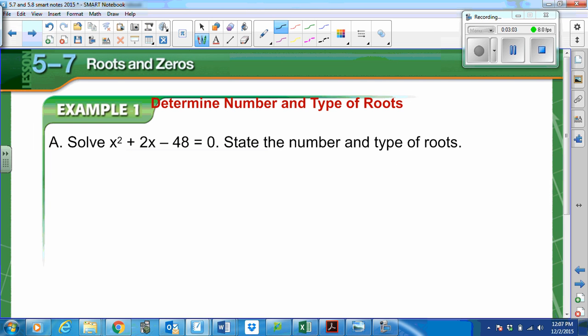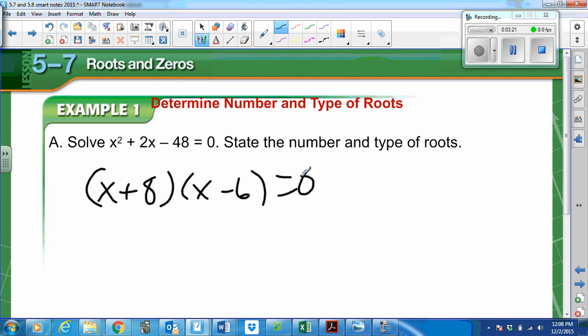So if we want to solve x squared plus 2x minus 48 equals 0, state the number and type of roots, we would just start by factoring. We have a quadratic, so if we can factor, we'll do that. And I can see fairly quickly that this can factor to x plus 8 and x minus 6 equals 0. So we have 2 roots, and they're both real roots. So they're real rational roots. So -8 and 6 are the roots.